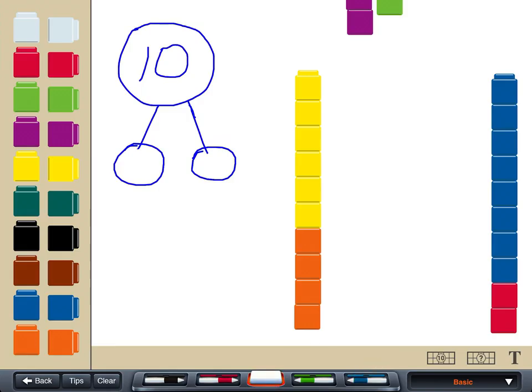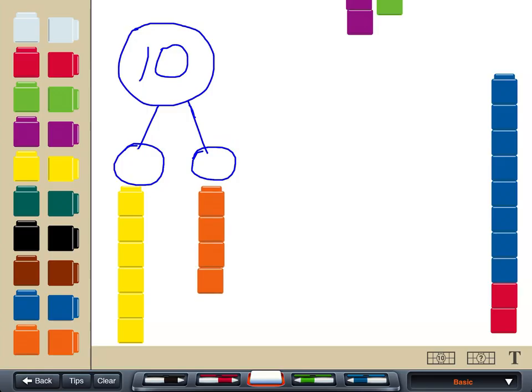Now let's break it into two parts. Well, the best way to do that is going to be, let's break it into our two colors. We've got a stack of yellow and a stack of orange. Well, how many yellows do we have? 1, 2, 3, 4, 5, 6. 6 yellows. And then how many orange? 1, 2, 3, 4. 4. So when I have 10, can I break 10 into a 6 and a 4? Yes, because we saw with our linking cubes when we put them together that 6 and 4 made 10. So we can break it apart into 6 and 4.